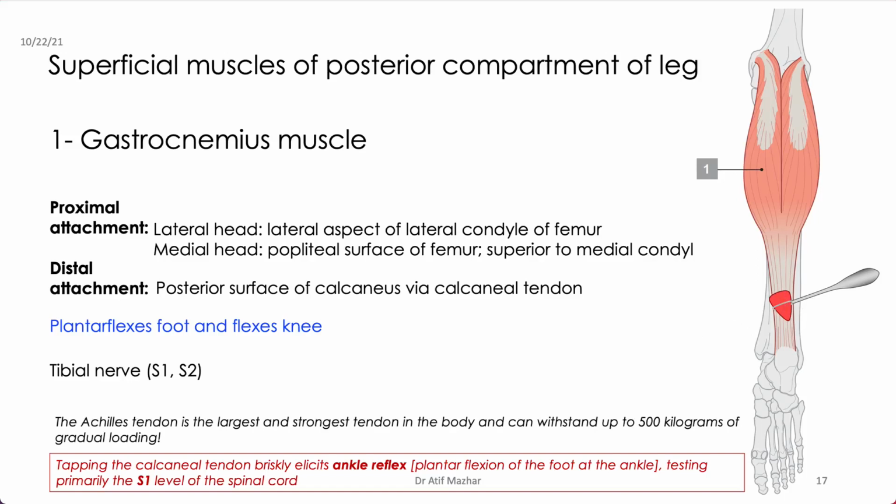The Achilles tendon is one of the very strong and the largest tendons, and it carries 500 kg of gradual loading. It's not like you suddenly put 500 kilograms and it can withstand it. It is that strong and carries this much weight, but only if the load is applied slowly and gradually.